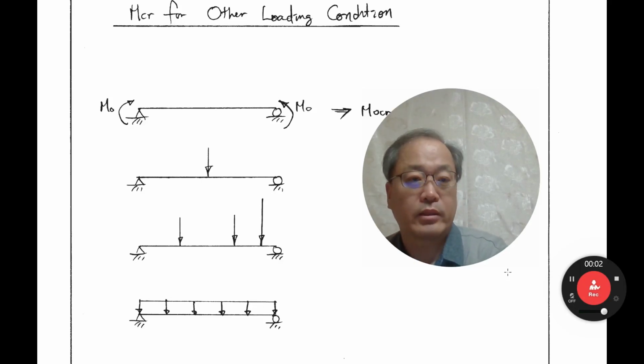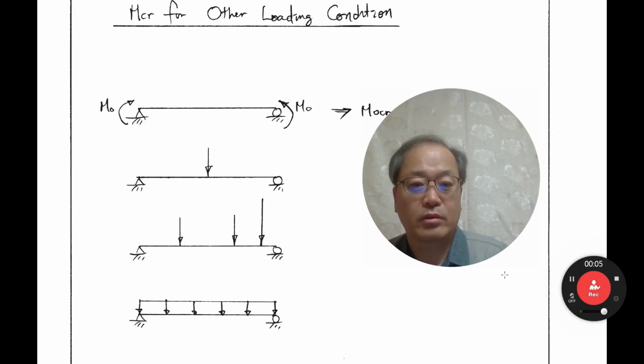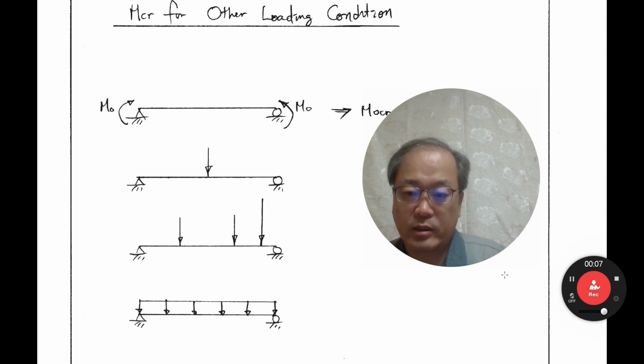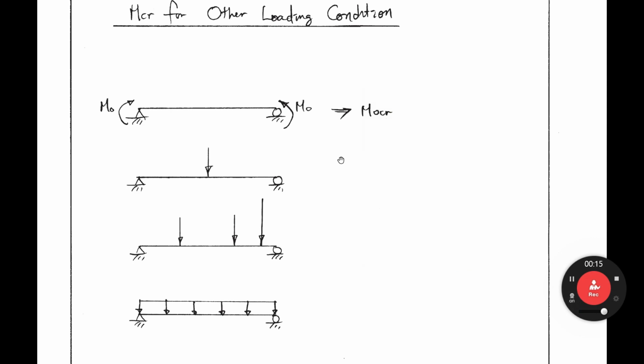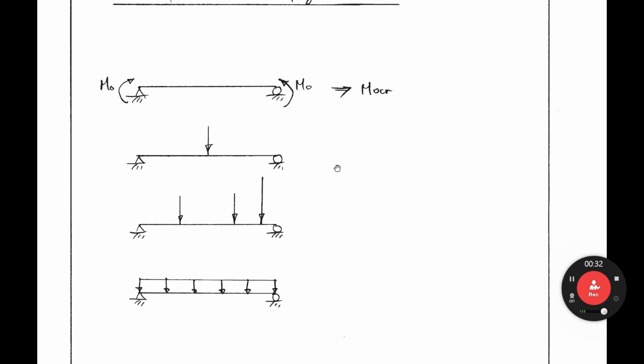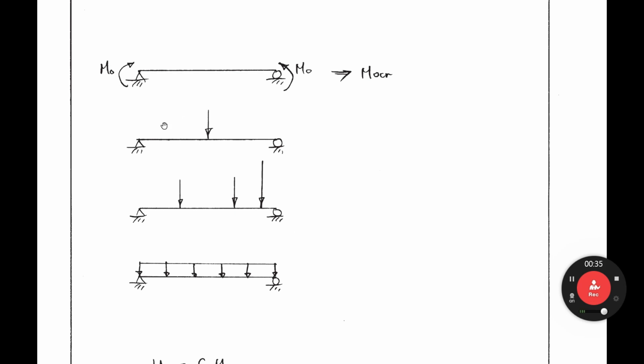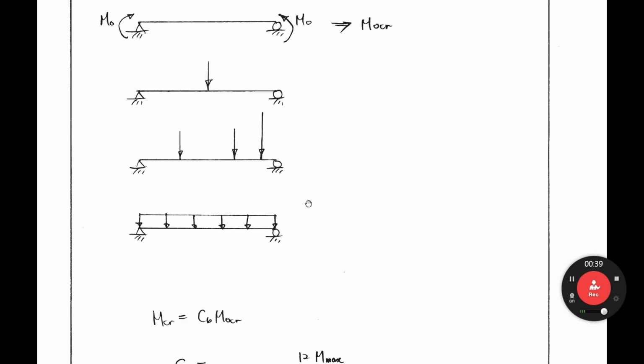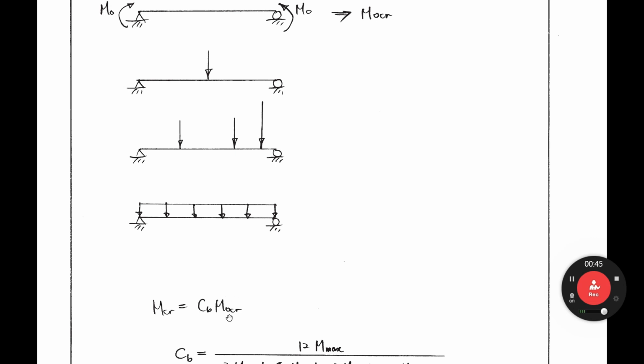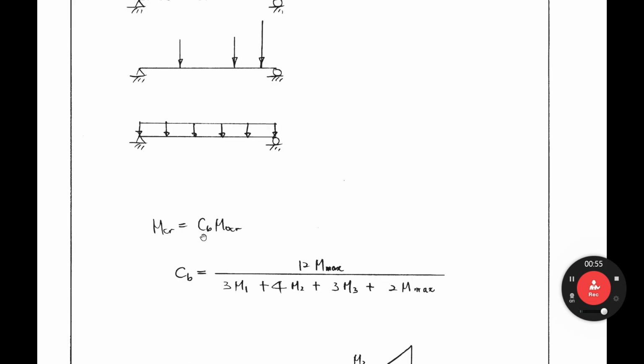Let's look at the MCR for all the loading condition and different boundary condition cases. So far, we covered some MCR against the simple beam subjected to end moment M0. In that case, we calculate MOCR, right? Then how about for these different loading cases? This case can be calculated as MOCR times CB. It is called MCR. Then what is CB?